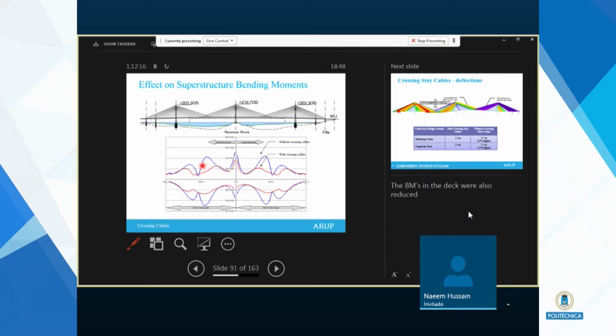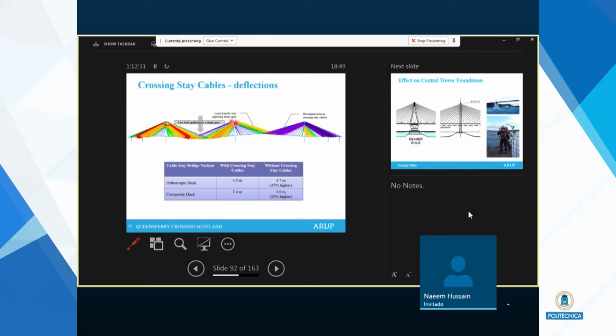Similarly, you can see the blue is without crossing stay cables, the red is with crossing. So in effect, excuse me, crossing cable makes it behave like a truss. So by crossing the cable in the middle, you can actually detension the side span cables, and that would allow the deflections with crossing cables and without crossing cables. You can see that with crossing cables we can reduce the deflections a lot.